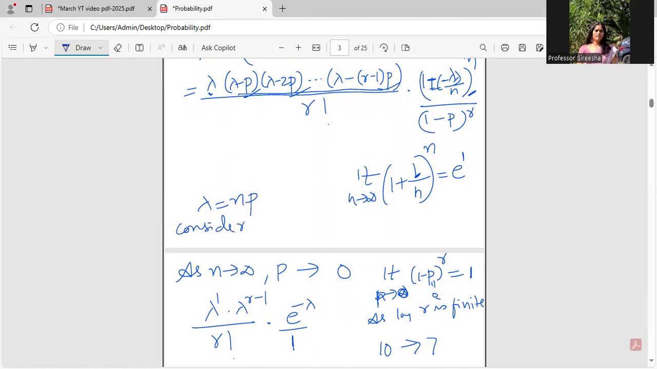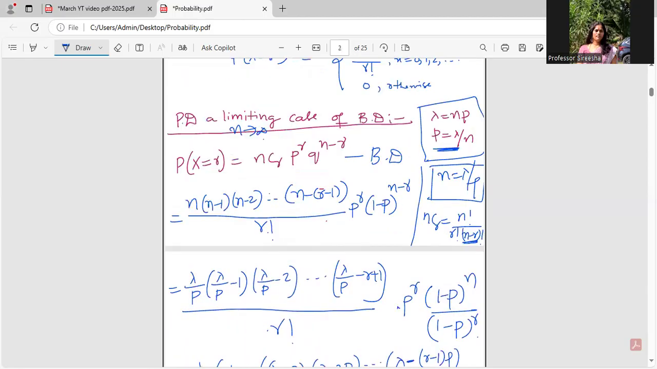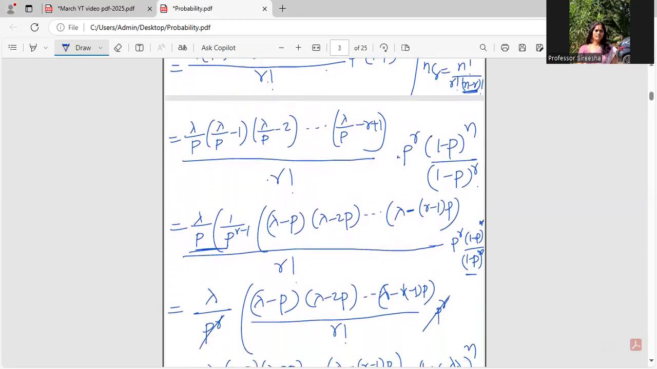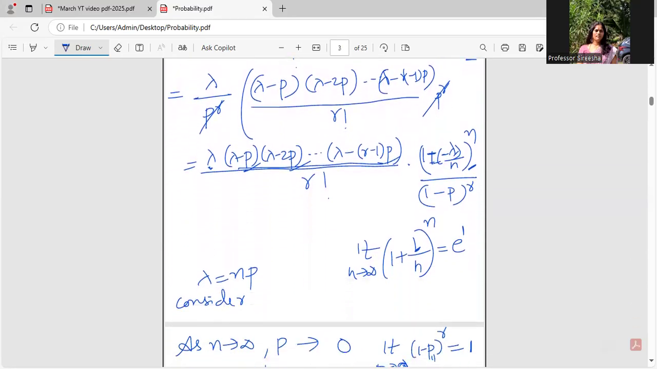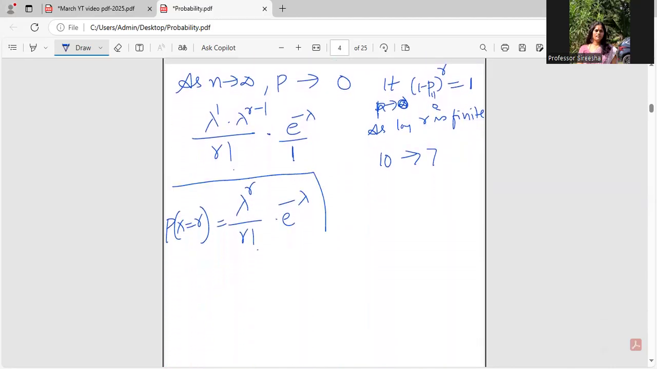p is tending to 0. You can check here. As n tends to infinity, what happens to p? I have rewritten p here. In the denominator, if this is infinity, something by a large quantity will tend to 0, right? So p is tending to 0. And since r is finite, (1 minus p) power r will tend to 1. p is 0, so it will tend to 1. That's how Poisson distribution will be a limiting case of binomial distribution. When we consider binomial distribution and apply n tends to infinity, you will be getting Poisson distribution.